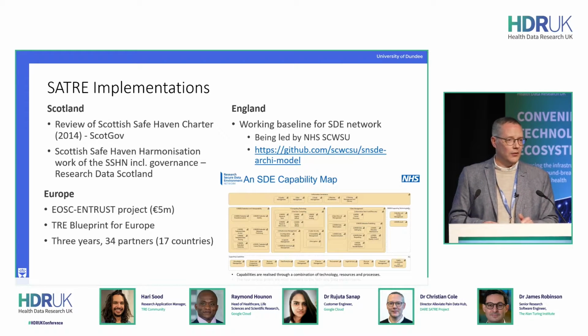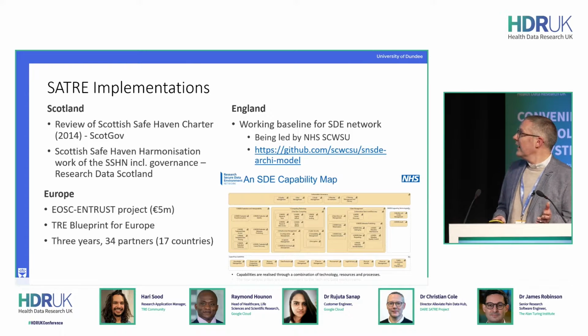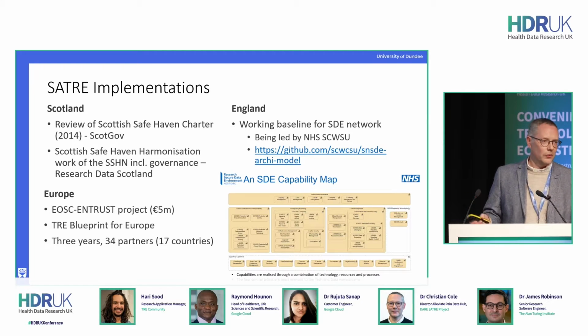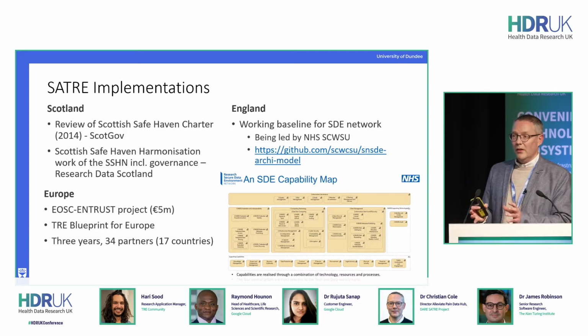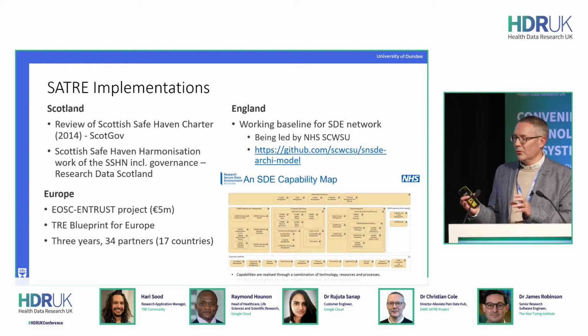And latterly, Carol has already talked about Entrust. Led by Elixir, the Entrust project is also looking to develop a TRE blueprint, of which SATRE is part of that discussion. It just started this month, with 34 partners, 17 countries, 3 years, so that's really quite exciting. There's really initiative and excitement around trying to do some standardization and unification and trying to find a blueprint that fits all our needs so that we can build our federation and our disclosure control tools on top of something that we all can agree on.